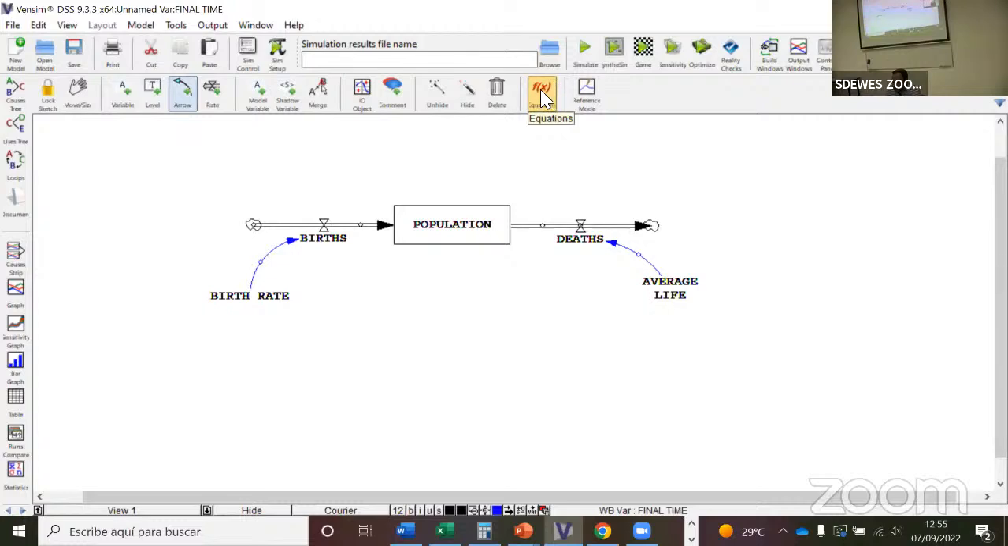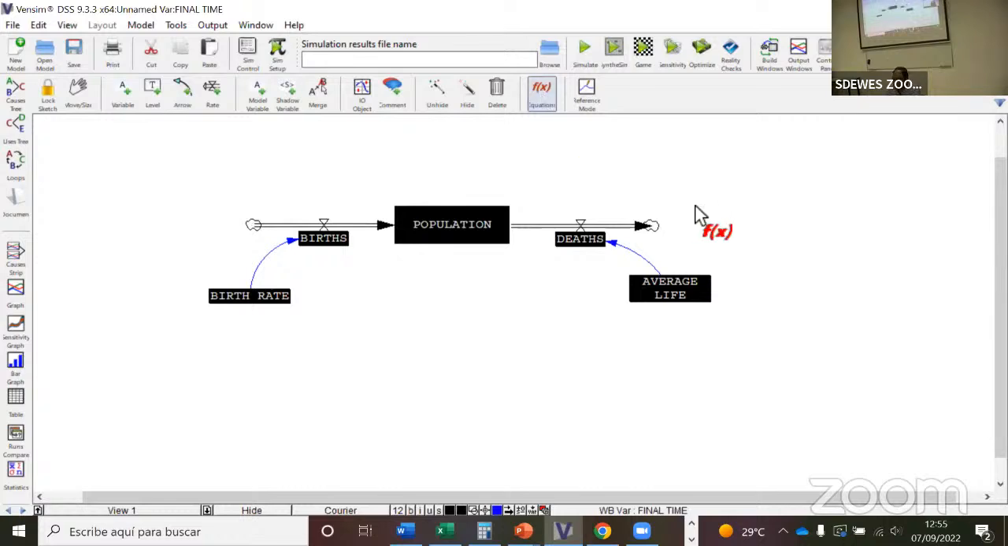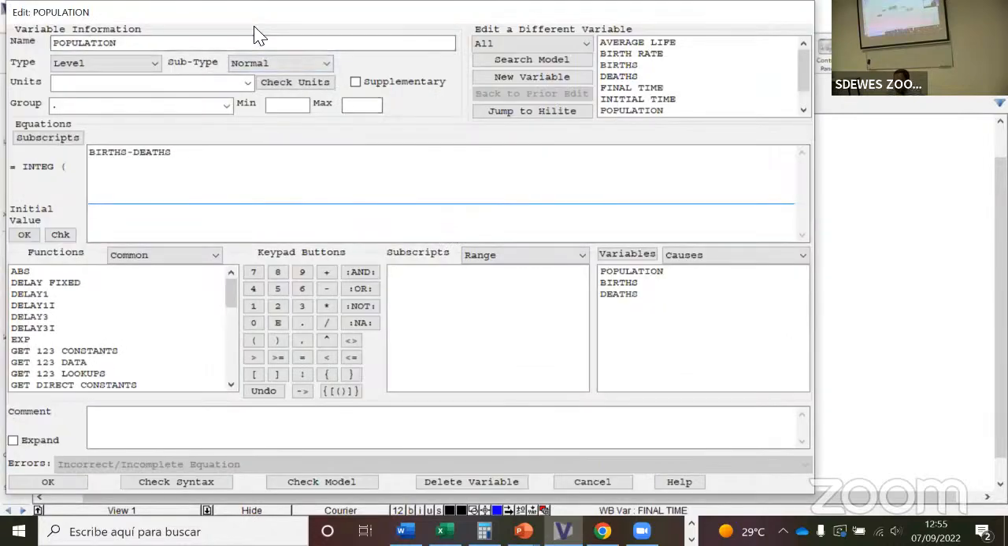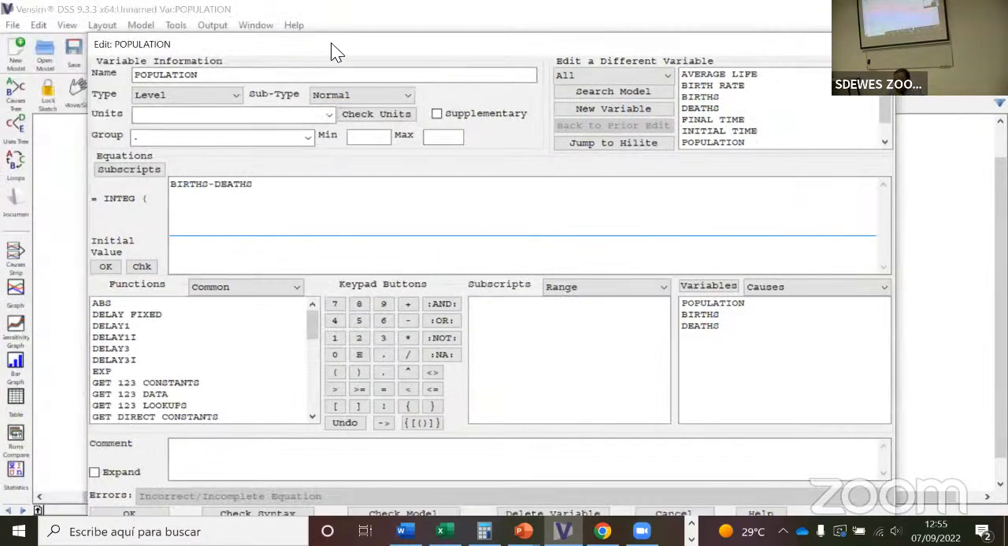If you click on this, now you see that everything is in black mode. Black means that there are no equations, so you need to give some information about everything that is in black. We can start with population. We click on population, and an equation editor will appear.